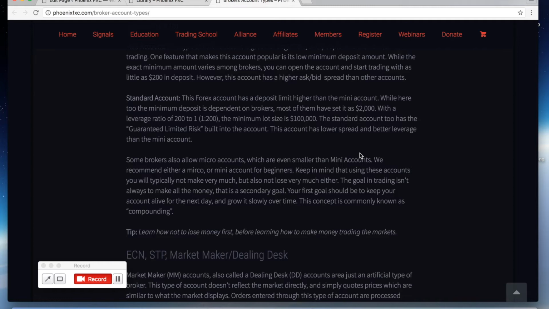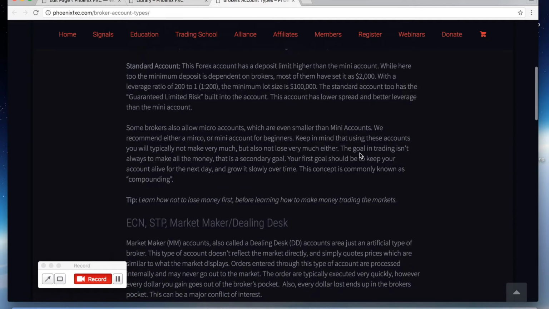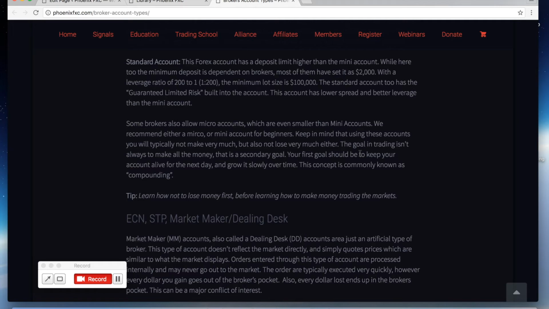The standard account has guaranteed limited risk built into the account for some brokers, and lower spreads and usually better leverage than mini accounts, which we went over just a second ago. Some brokers allow micro accounts, which are even smaller than a mini account. I recommend a micro account when you're first starting out because you're losing or gaining pennies, so you can really get a feel for how trading works and scale yourself up.